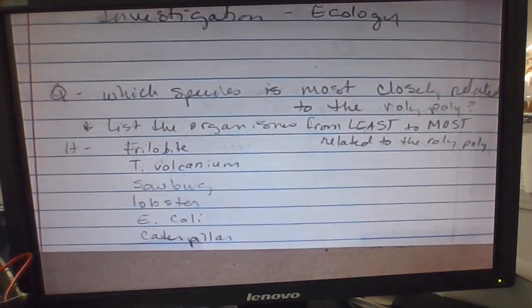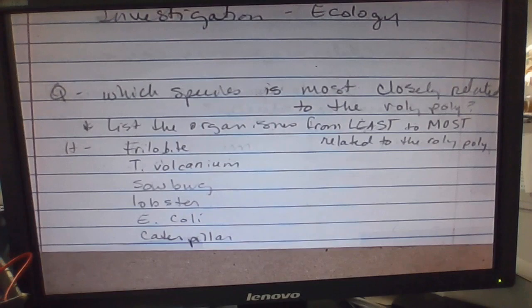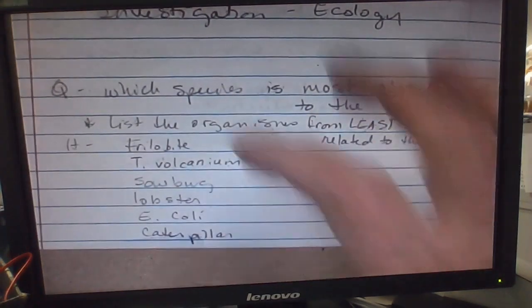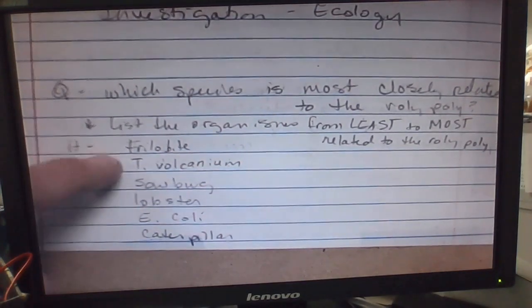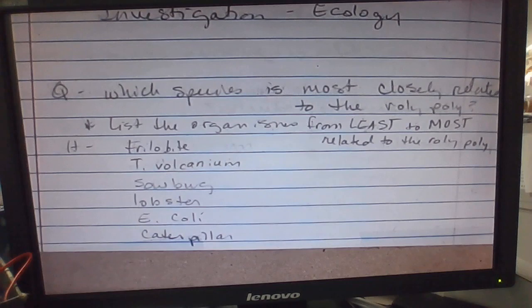There might be critters on here that you've never heard of before or don't know what they are. That's fine. Do the best that you can. So this list is just in alphabetical order: trilobite, T. volcanium, sowbug, lobster, E. coli, caterpillar. You are going to write it down in your comp book.